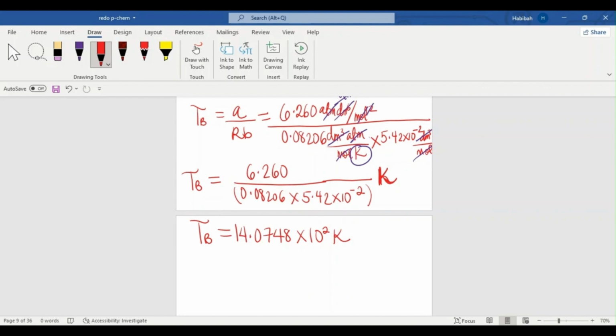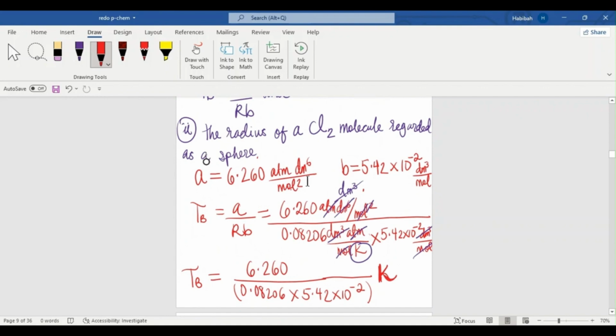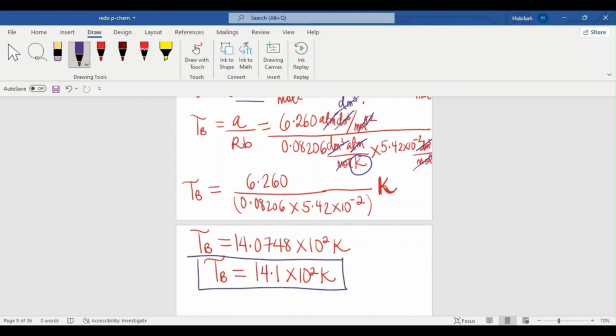So that's the answer. Now, let's not forget that in our question, we have the values of the van der Waals parameters given to us. We see that this one is in 4 sig figs, this one is in 3 sig figs. So we're going to pick the lowest number of significant figures, and that's how we're going to put our final answer value. So therefore, putting this answer in 3 sig figs, we have 14.1 times 10 raised to the power of 2 kelvins. So that is basically the answer to this. That's how you find the Boyle's temperature.